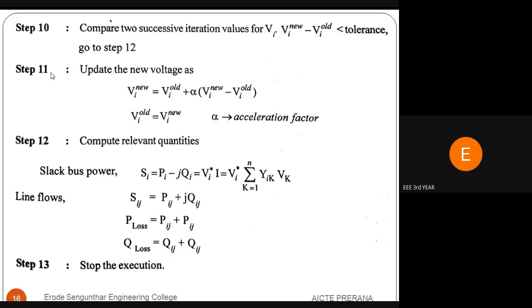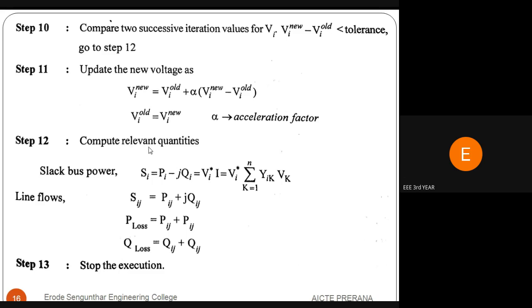Step 11, update the new voltage as Vi new is equal to Vi old plus alpha times Vi new minus Vi old. We have to update this new value. So from this, we can rearrange it: we have to replace Vi old voltage by Vi new voltage, where alpha is nothing but the acceleration factor. It's 1.1 always.